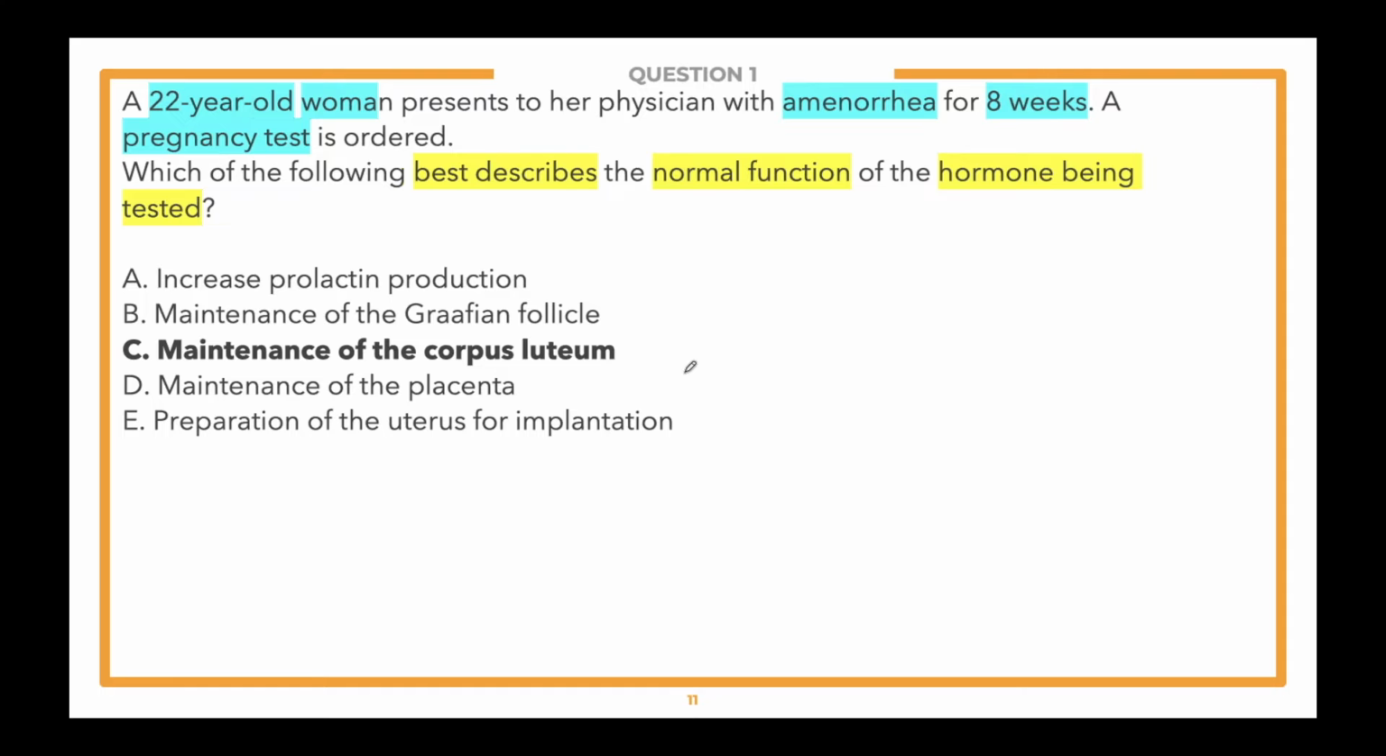Answer choice B, maintenance of the Graafian follicle, is done by follicle stimulating hormone, or FSH, which makes sense since we're talking about the Graafian follicle. And then what would increase prolactin production? That would be estrogen and progesterone as well. So again, those are talking about different hormones, not the hormone that was being asked in this question.